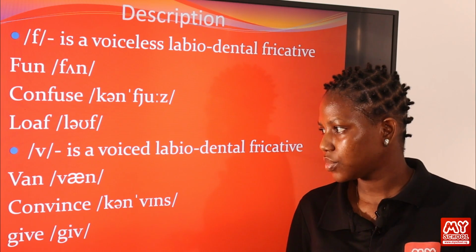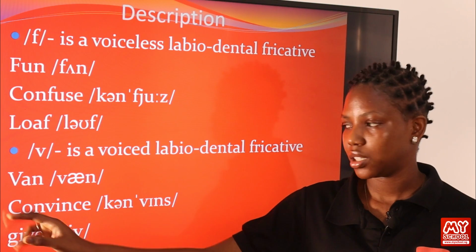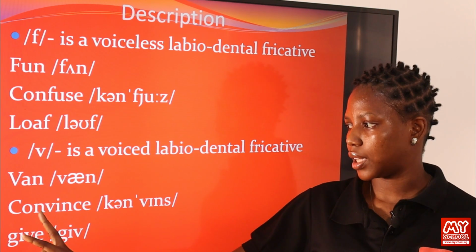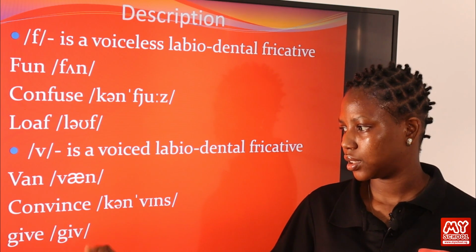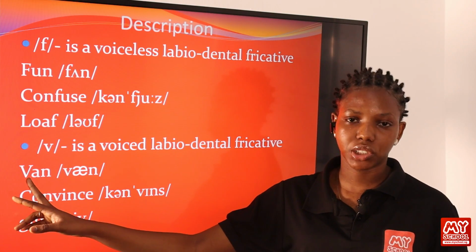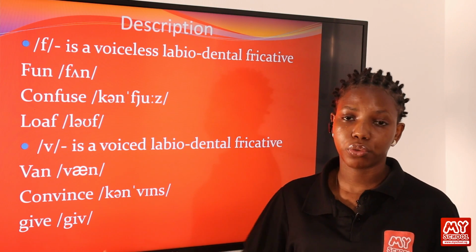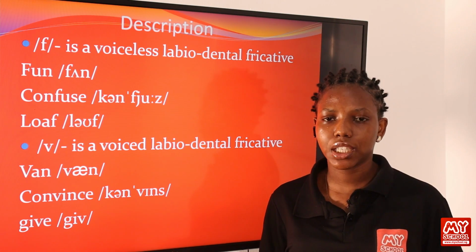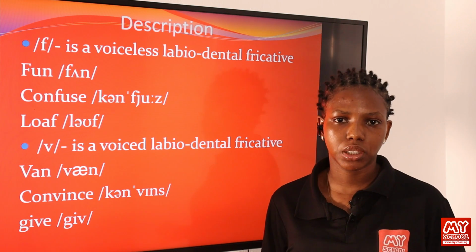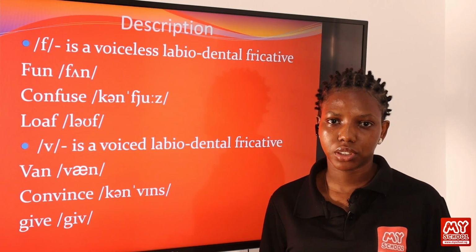Okay, so let's take a look at examples, as in van, as in convince, as in give. So we can find it in the initial position, we can find it in the medial position, and at the end of a word also, okay? So let's take a look at letters of the English alphabet that represent the sound, take a look at more examples, and then we'll transcribe these words.